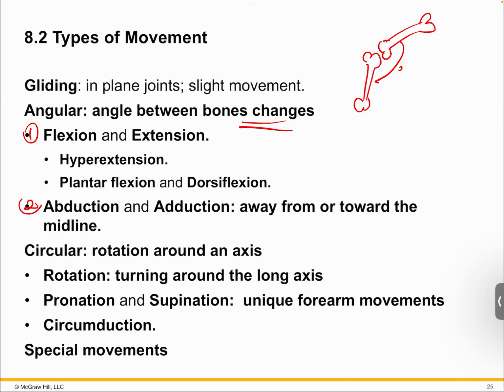We also have abduction and adduction. If you recall, abduction means to go what? To abduct somebody means to take them away, right? So an abduction is moving away from the body. Adduction is moving toward the body. That's the midline. And then, of course, you've got circular types of movement. Angulars or flexion, extension, abduction, adduction. Circular types of movement are things like rotation, supination, circumduction, things like that.